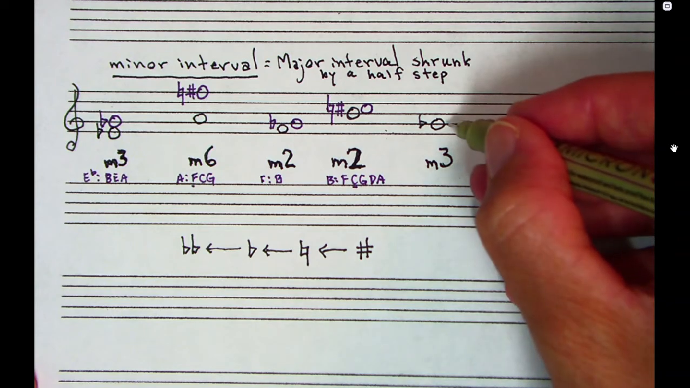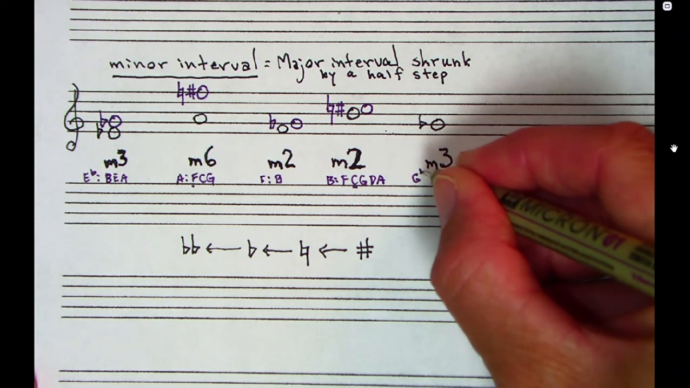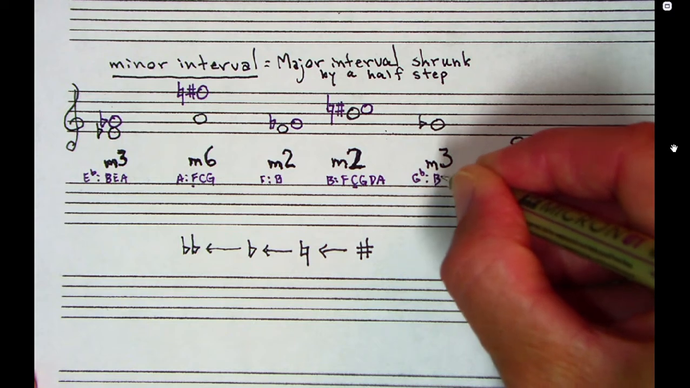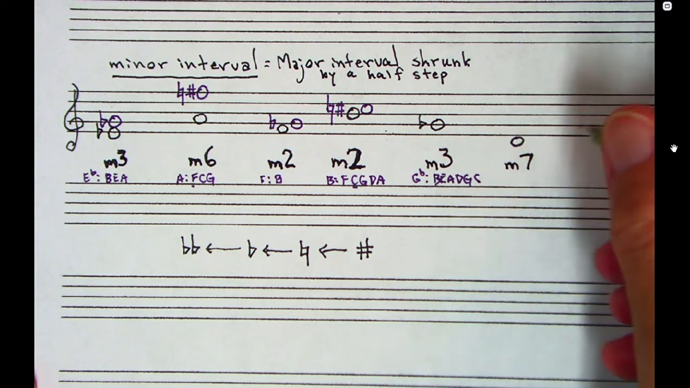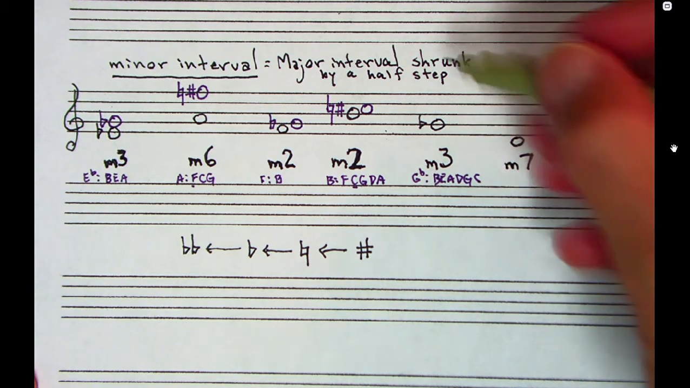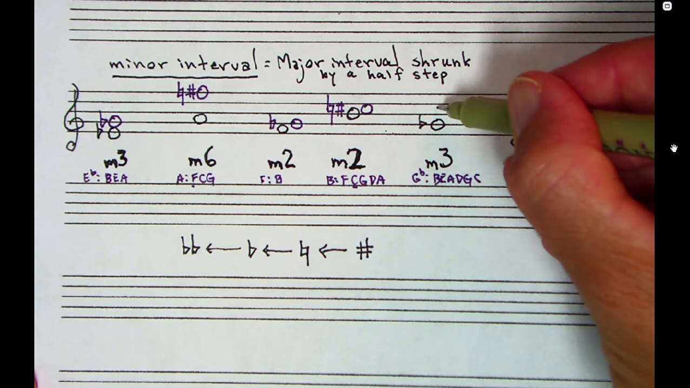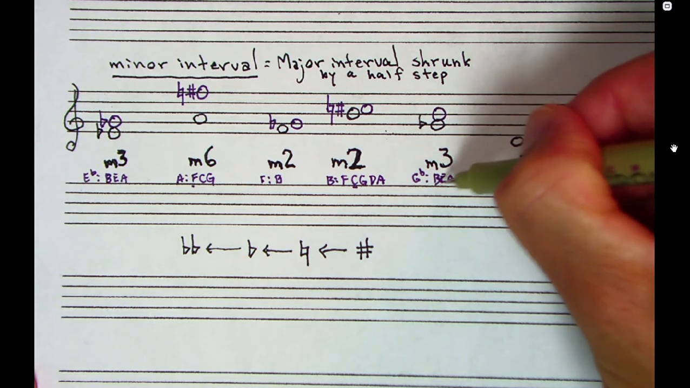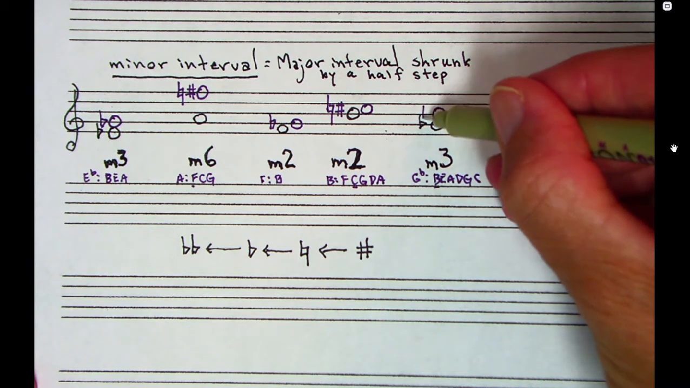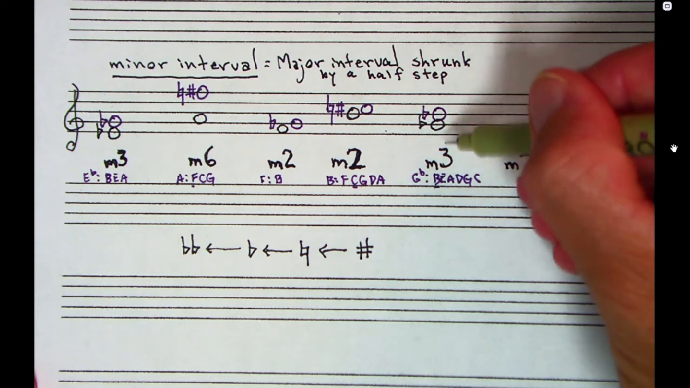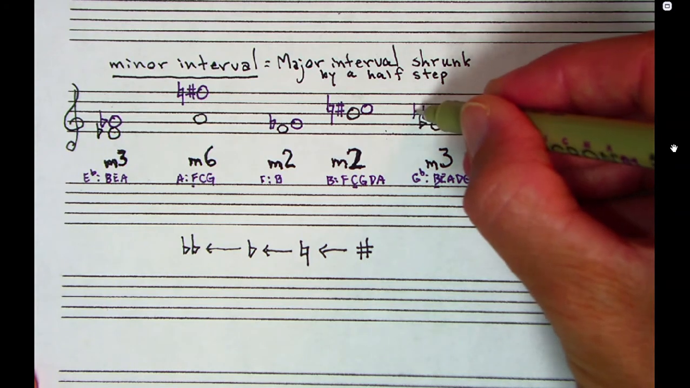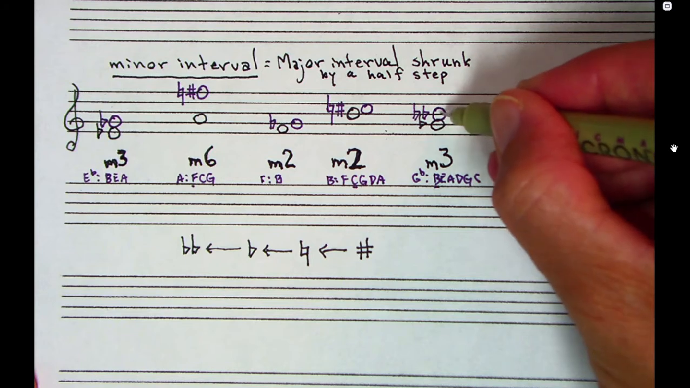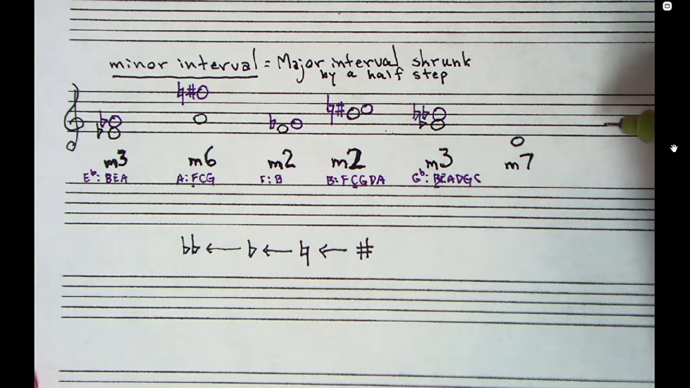Minor third up from G flat. Okay, G flat has a lot of flats: B, E, A, D, G, and one more, C. Let's make this a major third first. 1, 2, 3. I land on B. That is a B flat in this key, so I'm going to put a flat beside it. I have my major third. I'm going to now lower it out of the key a half step. It's currently a B flat, so I just add a second flat, a double flat. So G flat to B double flat is a minor third.